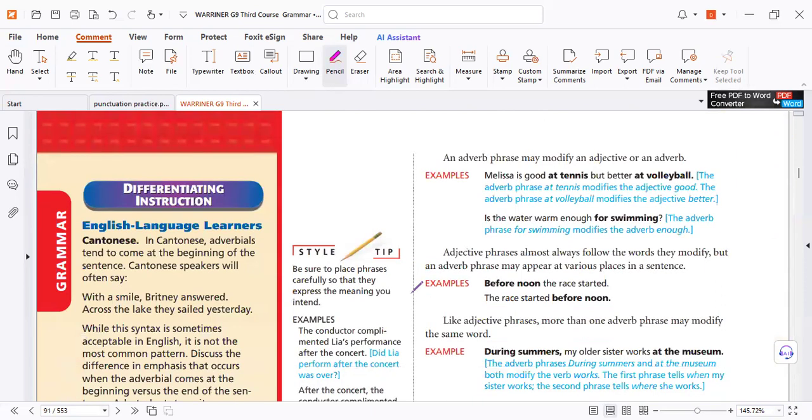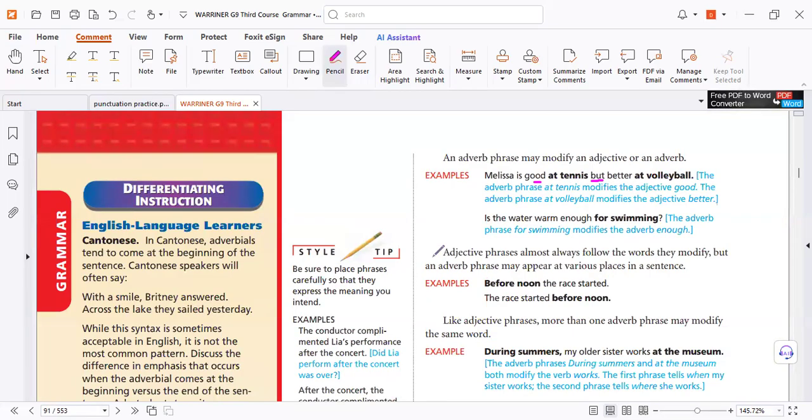Here again, the same. This one tells you you are good. You are good at tennis, but better at volleyball. If you change it, you change the meaning. So be careful. Look, the conjunction stops the phrase. It is wrong.